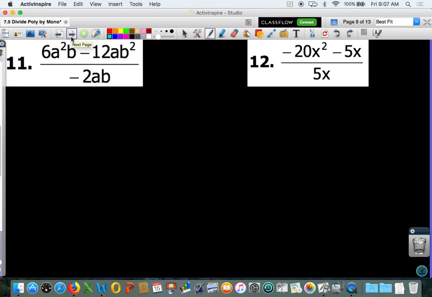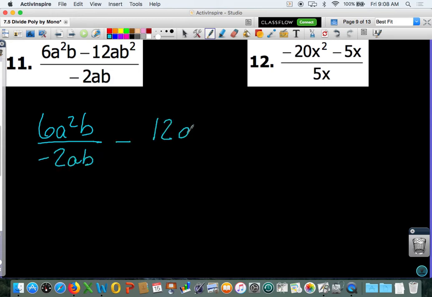Number 11 still works the same way, but this time I have 2 variables. So 6a squared b over negative 2ab minus 12ab squared over negative 2ab. Now we're just going to simplify.